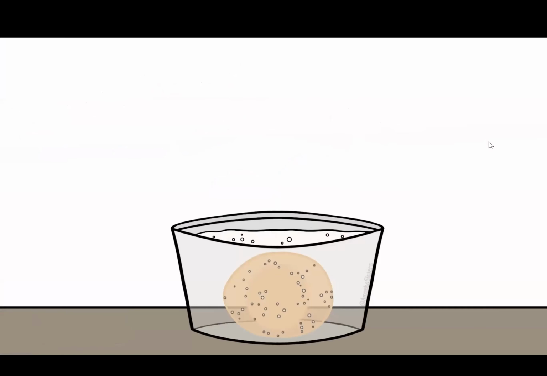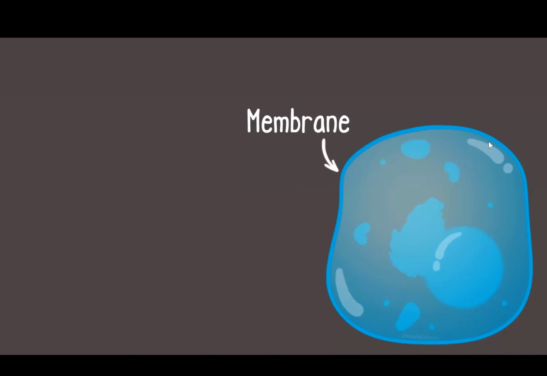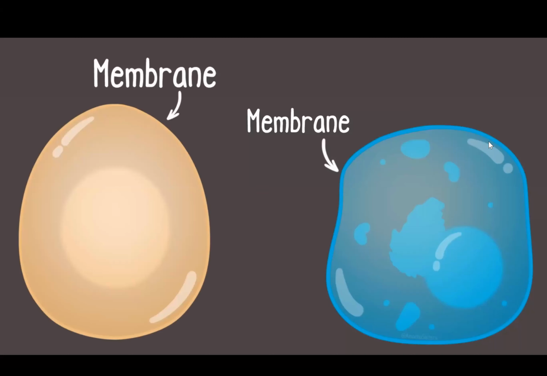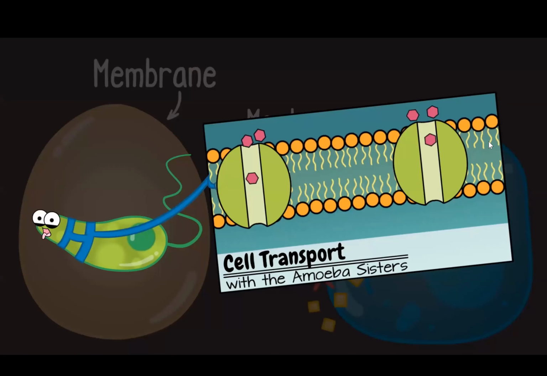The hard shell is removed, but the membrane that was always there remains. We often visualize the membrane of a cell this way, like this membrane around the chicken egg. The cell membrane is semi-permeable, meaning it lets some materials through, but not others. We have an entire video all about cell transport and how materials can pass through the membrane.